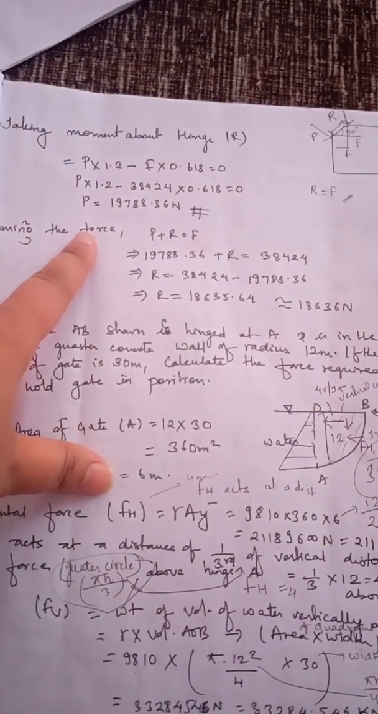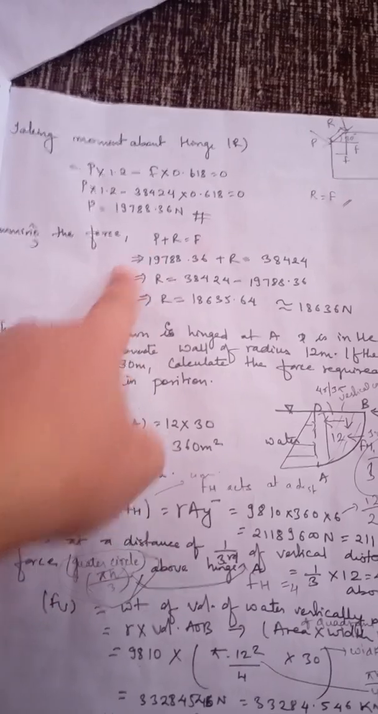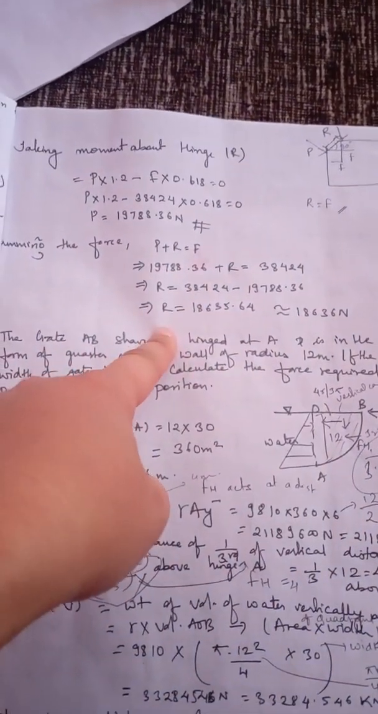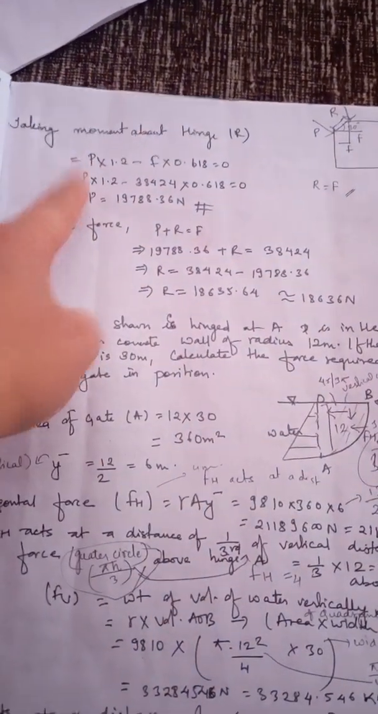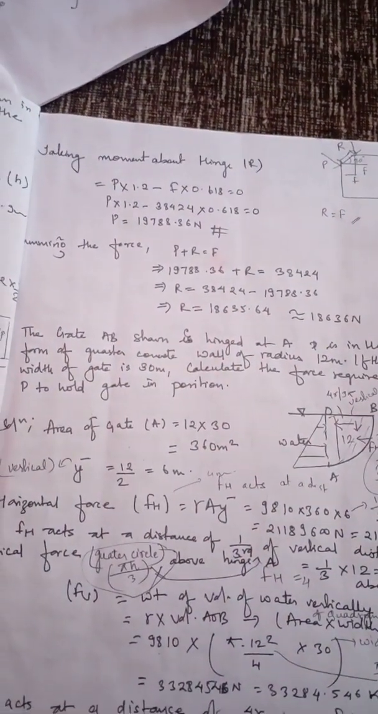P is what? We have to determine the P. Now at last we have to do P plus R is equal to F. So from here we can find the value of R. How can we find R? P we have got from this. R is what we have to find, and F is the force we have written here.